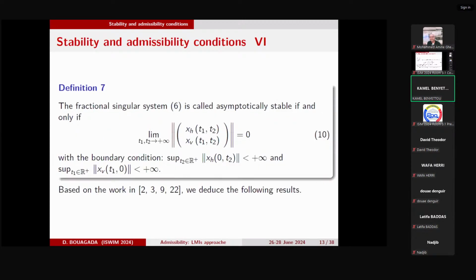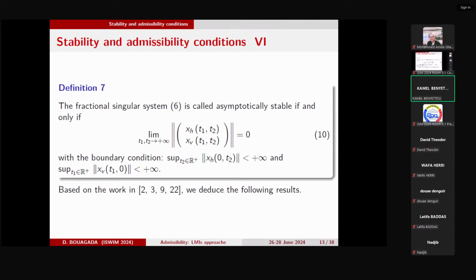First, we present the basic and main definition of asymptotic stability. This fractional singular system is called asymptotically stable if and only if the limit of the norm of the solution, when t1 and t2 go to plus infinity, is equal to 0, with the boundary conditions x^h(0, t2) and x^v(t1, 0).